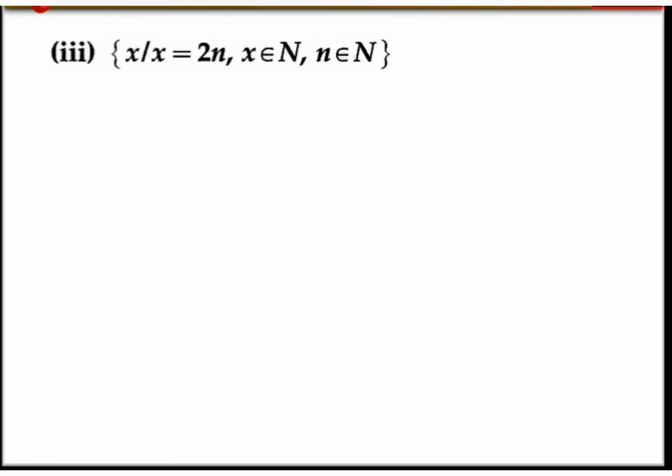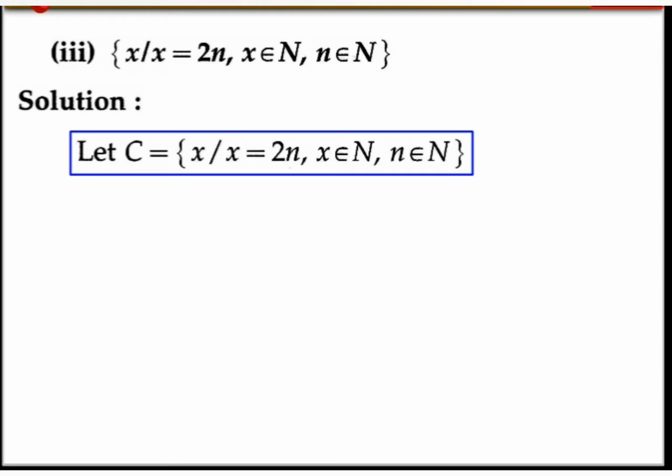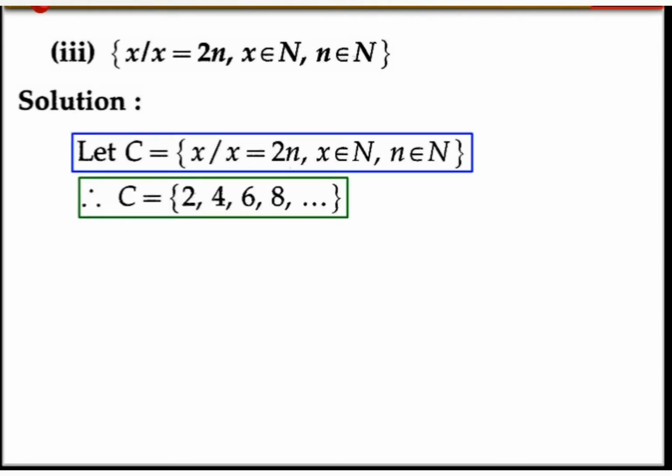Number 3. Set of x such that x is equal to 2n, x belongs to N, n belongs to N. Solution. Let C be equal to the set of all x such that x is equal to 2n, x belongs to N, n belongs to N. Therefore, C is equal to the set of 2, 4, 6, 8 and so on.